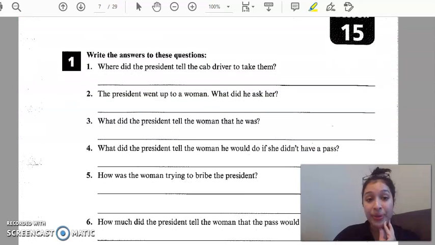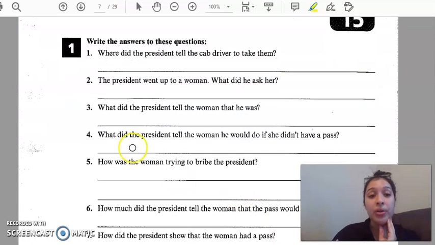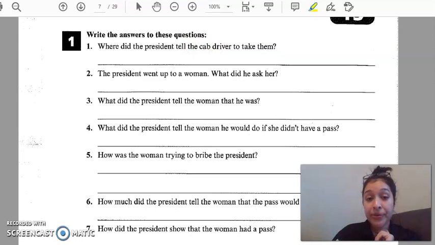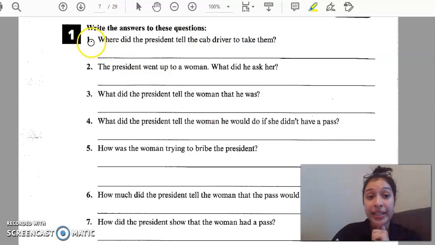When you are done, we have our worksheets. So I'll read the directions for part 1. Part 1 says, write the answers to these questions. So if you want to pause the video, you can work on this. You're going to read each question, and then you're going to answer each one.